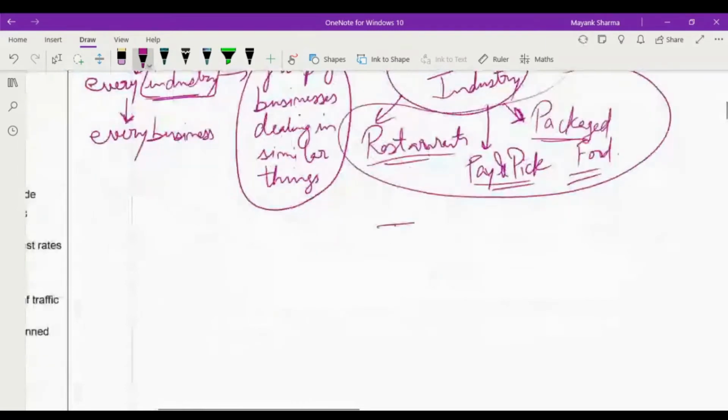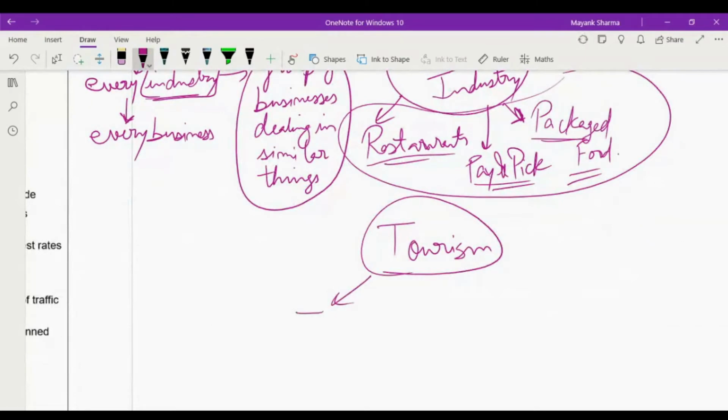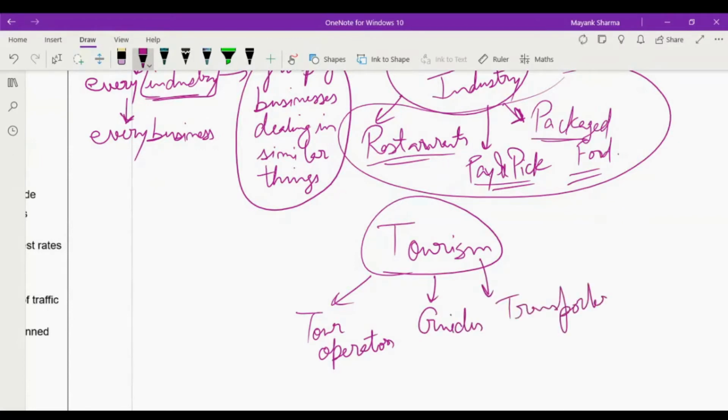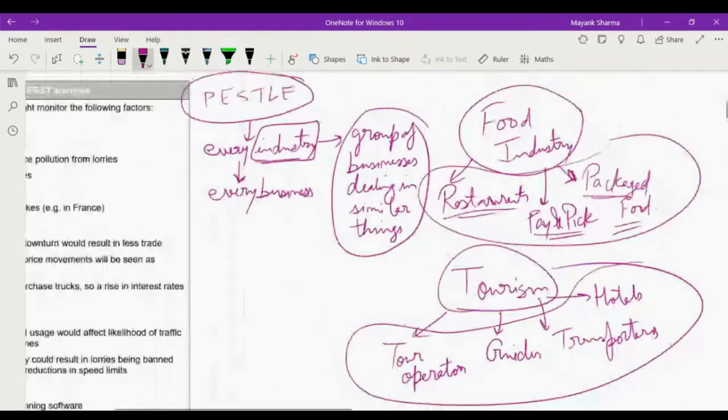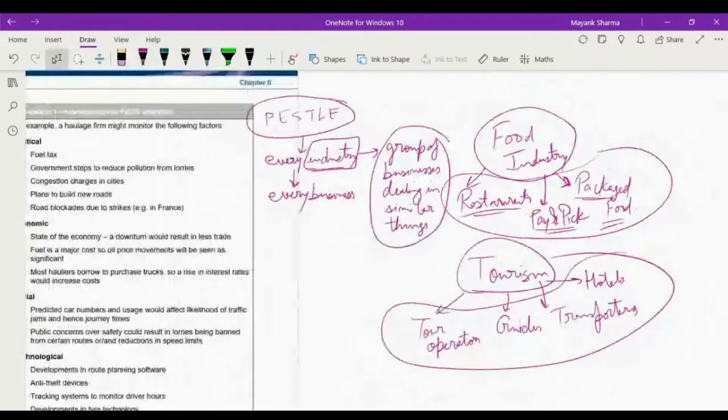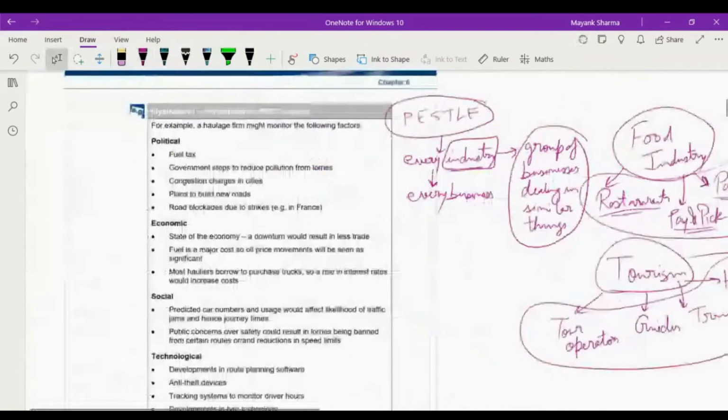If I talk about tourism, then we have tour operators, we have guides, we have transporters, we have hotels. All these people are falling under tourism industry. So industry means a bunch of businesses who are dealing in the similar kind of line of business.